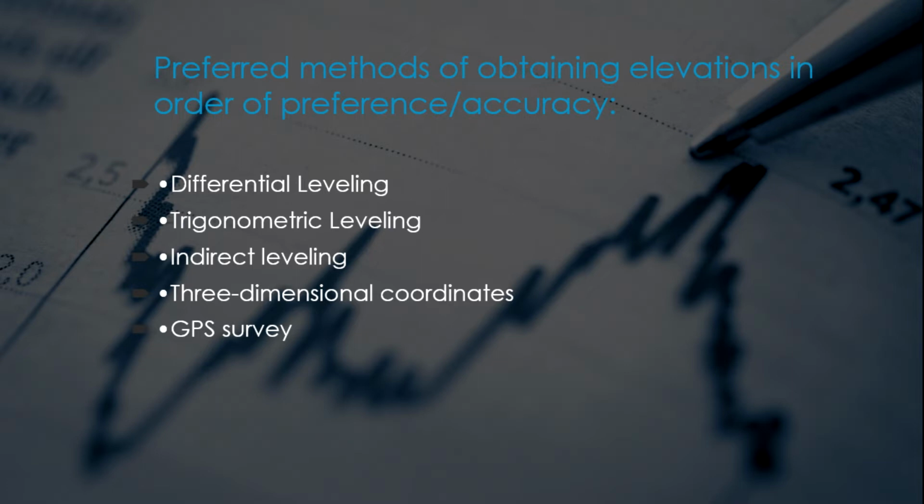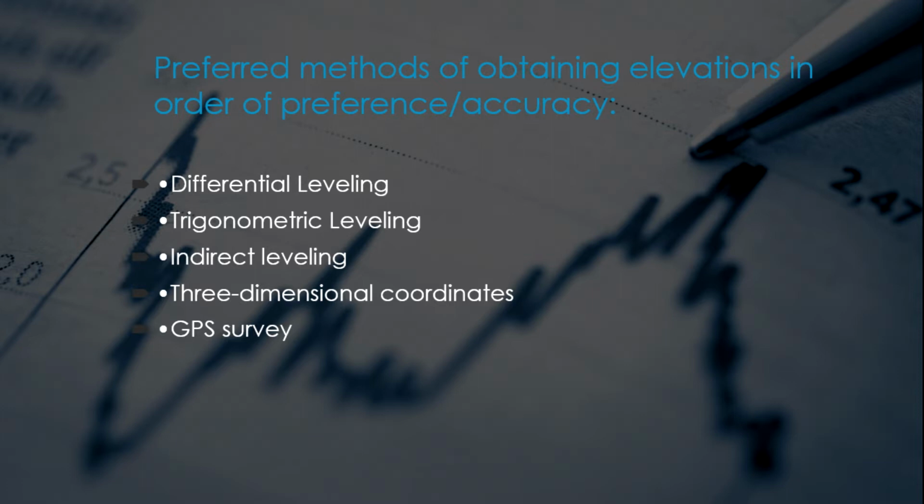Next, we also have trigonometric leveling for digital terrain model or DTM and 3D models. Next, we also have indirect leveling, which is done by measuring horizontal distances and vertical angles. We also have three-dimensional coordinates, where both horizontal position and elevation are computed by processing the measurements. Lastly, we also have the GPS survey, which can be done given the appropriate equipment, procedure, and data collection.